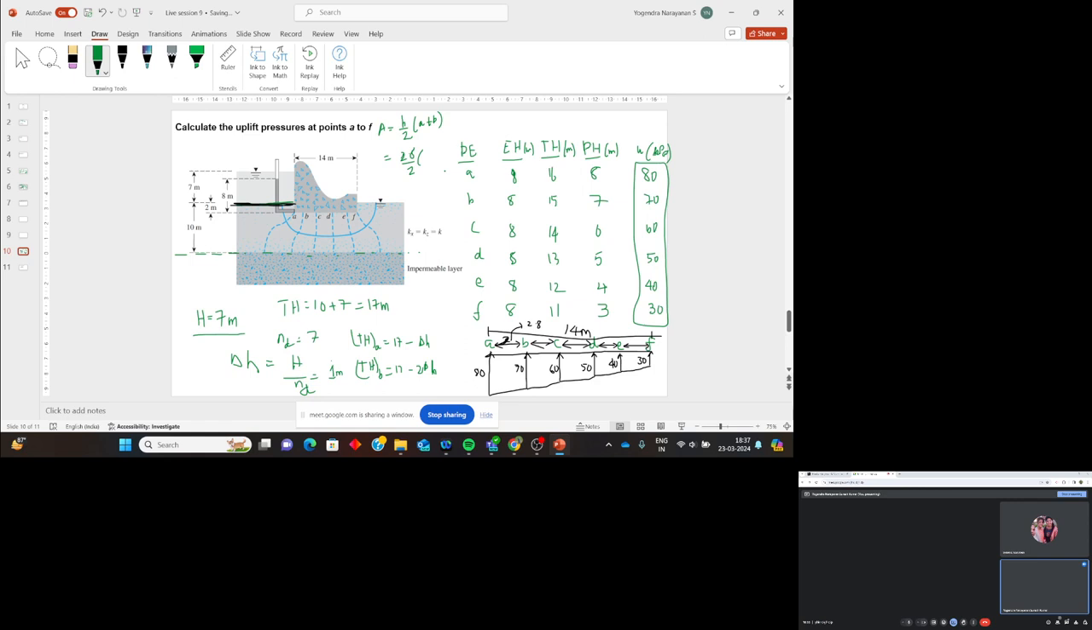2.8 divided by 2 into 150 gives 210. This is 210. Let us say this is quadrilateral 1, 2, 3, 4, 5. You calculate for all the 5 and you add it.